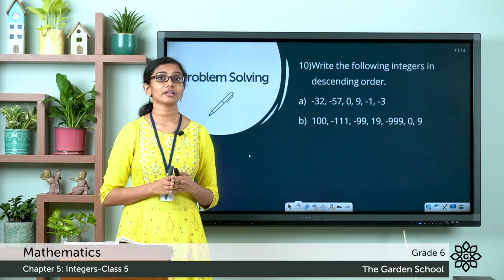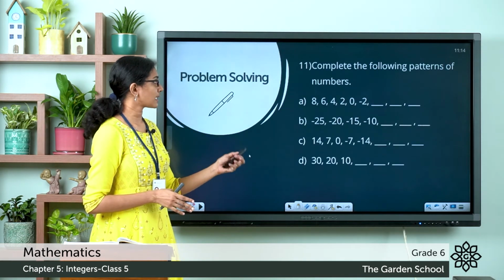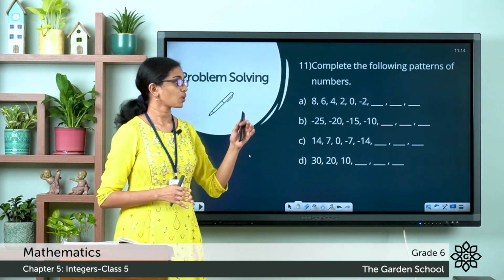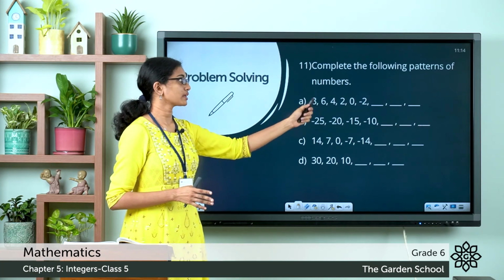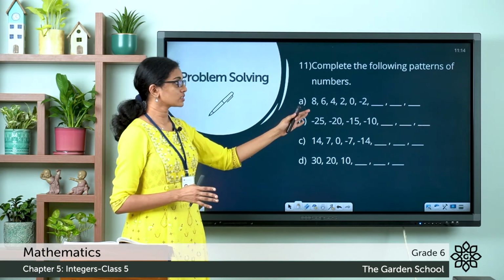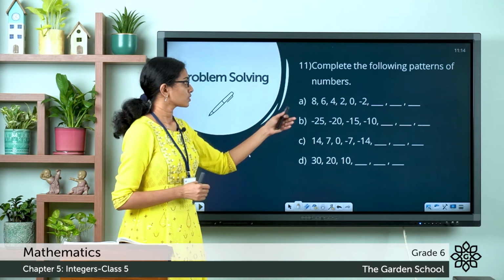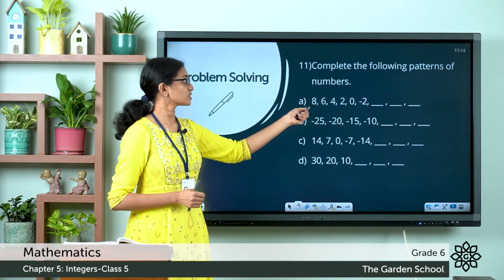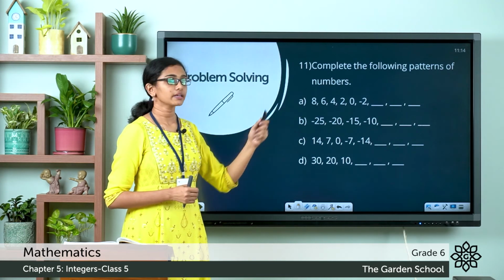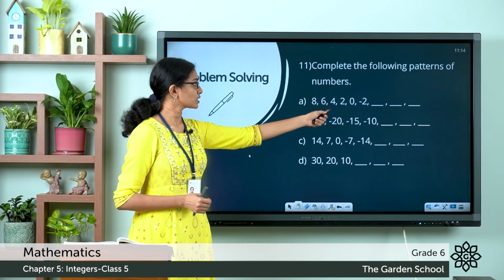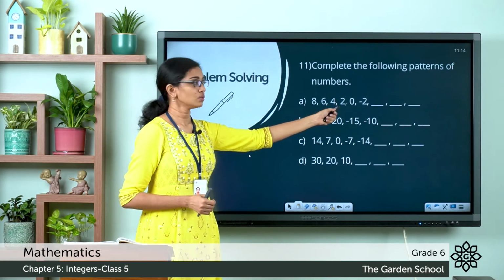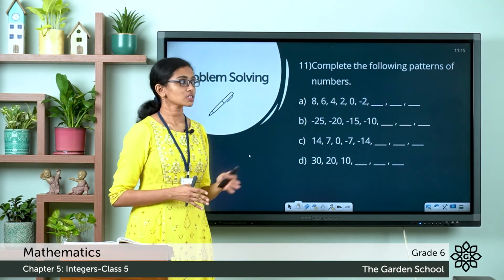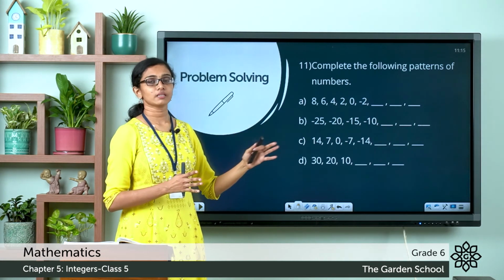Now we will see question number 11, and this is to complete the following patterns of numbers. See the first pattern here, 8, 6, 4, 2, 0, -2 and so on. You have 3 more integers to write there. Now observe the numbers here, 8, 6, 4. You see the integers are decreasing by 2. 8 minus 2 equals 6, 6 minus 2 equals 4, 4 minus 2 is 2, 2 minus 2 is 0, 0 minus 2, and so on. So just follow this pattern rule and complete that pattern there.